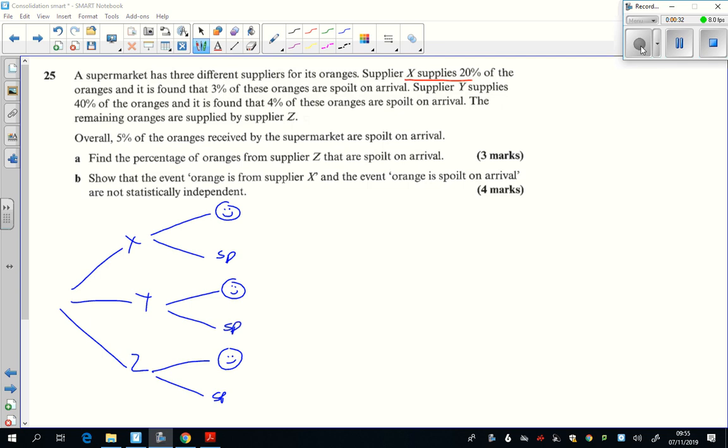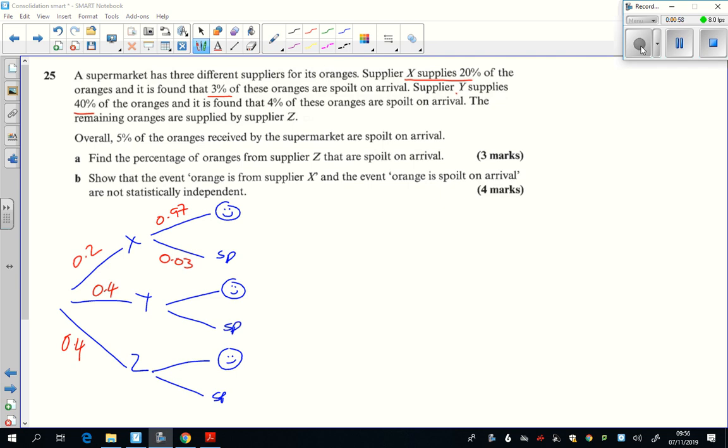Supplier X has 20% of them, so I'll put a 0.2 there. And 3% of these oranges are spoilt. So if 3% of those are spoilt, that means 97% of those ones are all okay. Let's go then. Y has got 40%. So Y is 40% there. Clearly that means there's going to be 40% down there as well.